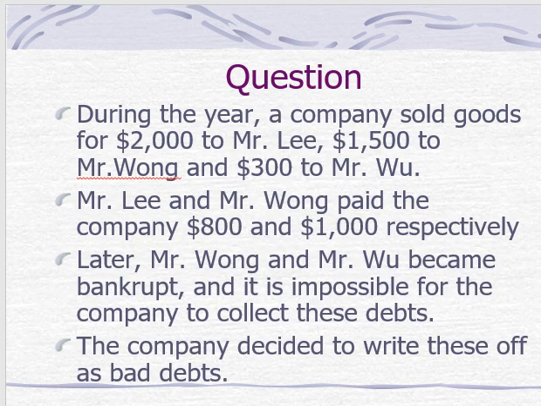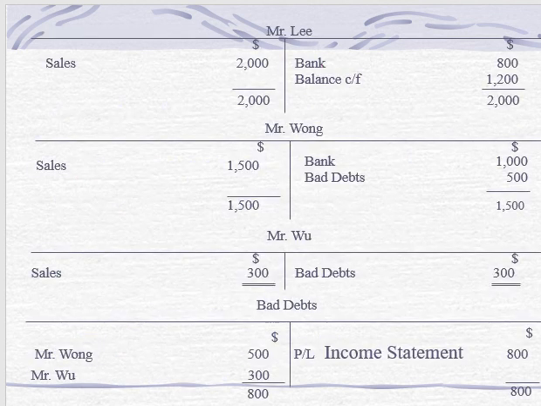Now coming to the question. During the year, a company sold goods for 2,000 to Mr. Lee, 1,500 to Mr. Wong, and 300 to Mr. Wu. Lee and Wong paid the company 800 and 1,000 on time, and later on, Mr. Wong and Mr. Wu became bankrupt. It's impossible for the company to collect these debts, so the company decided to write these off as bad debts. So how are we going to record the entries?